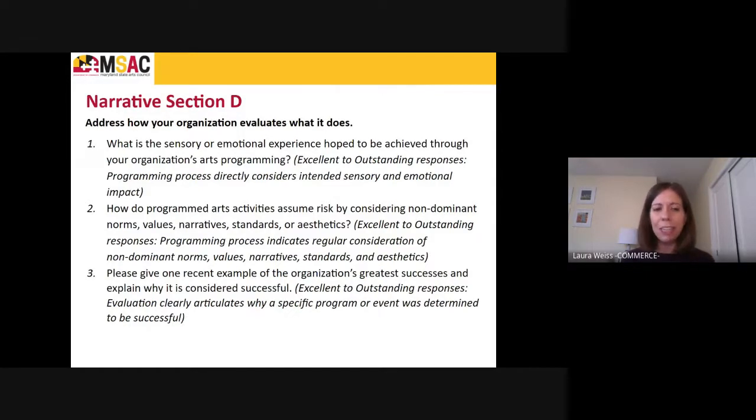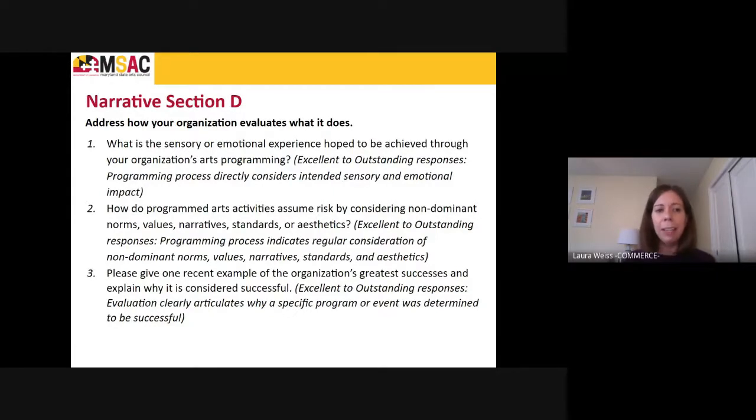The first is, what is the sensory or emotional experience hoped to be achieved through your organization's arts programming? And the excellent to outstanding response is that the programming process directly considers intended sensory and emotional impact.